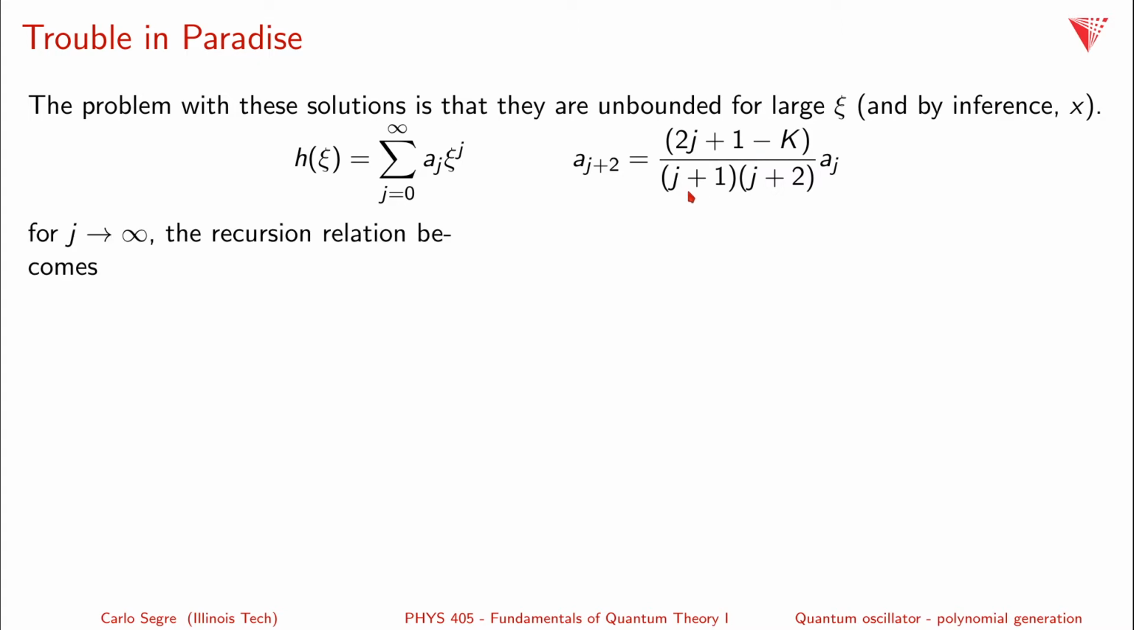So let's imagine that j goes to infinity, right? We have an infinite number of terms in this solution. Well, then the recursion relation simplifies. For j going large, this becomes 2j on the top. These are irrelevant. On the bottom, you get j squared. And so you get a sub j plus 2 is approximately equal to 2 over j times a sub j at very large values.